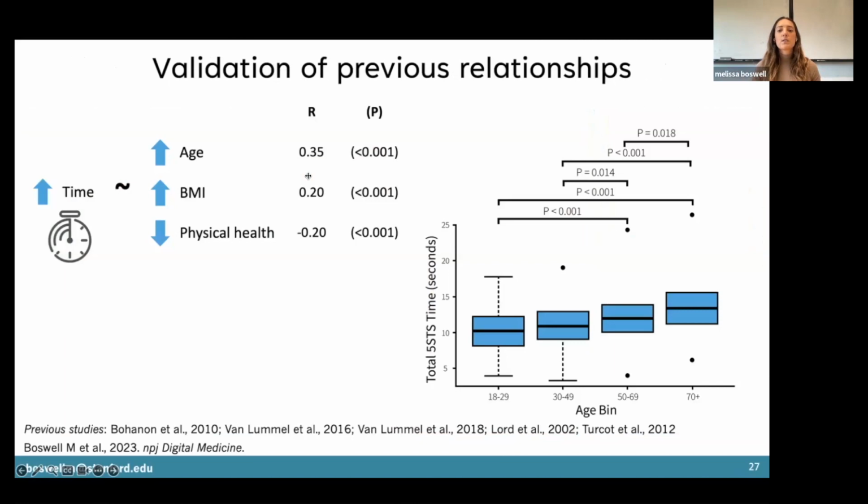So I first compared the results of the study to the results of past in-lab studies. And similarly, I found longer times to complete the 5-repetition sit-to-stand test were associated with an older age, which is shown on the plot here on the right. Longer times to complete the test were also associated with a higher BMI and lower reported physical health.